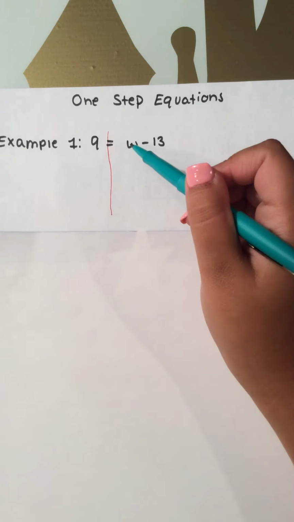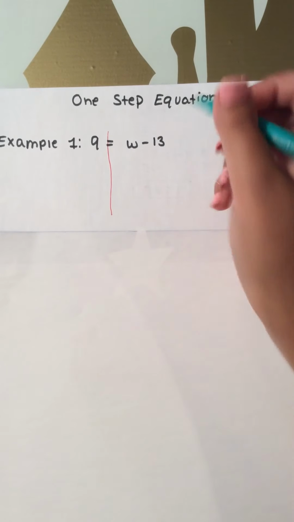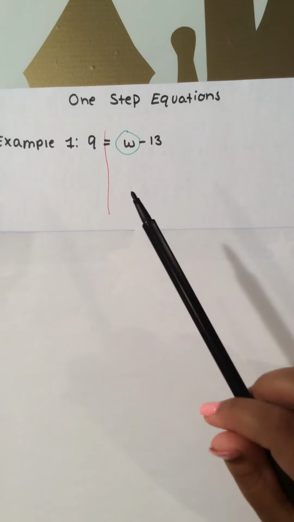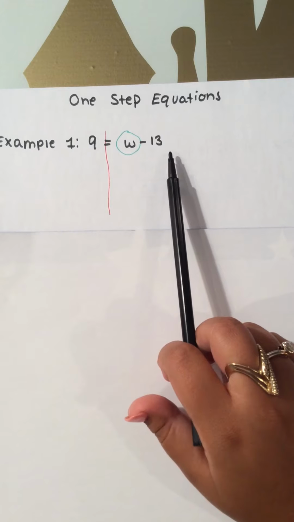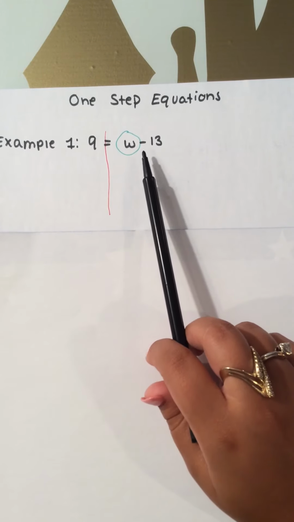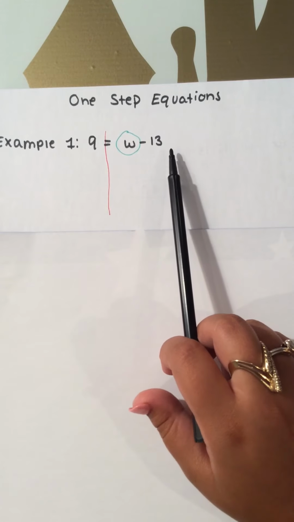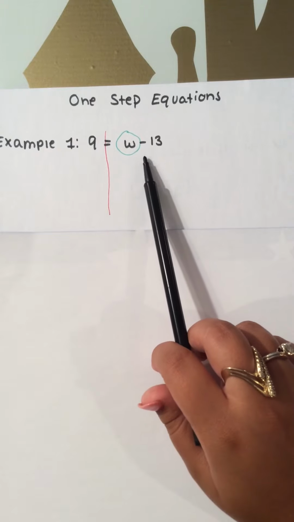And again, a variable is just a letter that you see, so it could be any letter in the alphabet. Here we have W, but you'll see them all. So I'm circling that so I know what I'm solving for because I want to get that by itself. Now W is attached to this minus 13. Now when we solve equations, we're going to do the opposite of what we're told. Since this says minus 13, to undo it, we're going to use the inverse operation. So to undo subtraction, we're going to use addition.